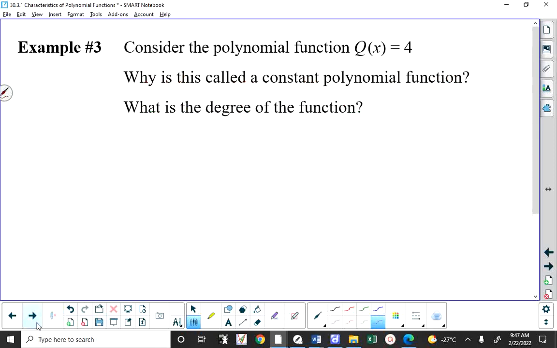Look at this polynomial function, Q of x. Why Q? Why not? It's just a letter. Q of x equals 4. Why is this called a constant polynomial function? Why do you think it's called a constant polynomial function? Arden, you want to give it a crack?